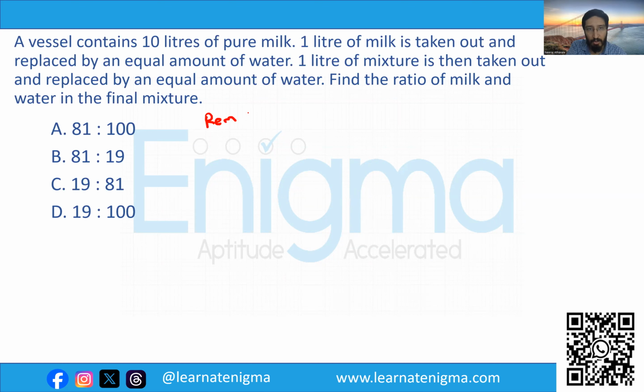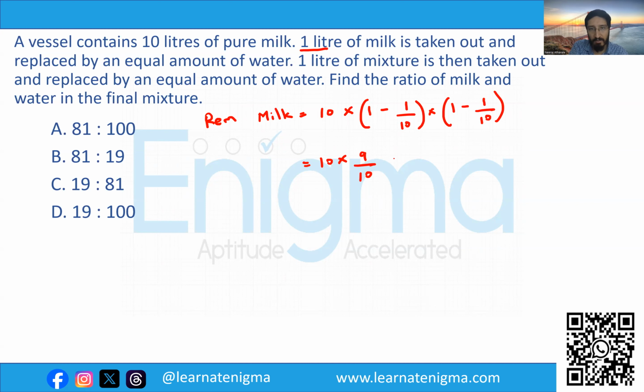Now, the remaining quantity of milk we can easily get by using this formula: 10 into (1 minus 1 upon 10), since we are taking out 1 liter out of 10. We are repeating the same process again. So 1 minus 1 upon 10. So we have 10 into 9 by 10 into 9 by 10. So the remaining quantity of milk is 8.1 liters.